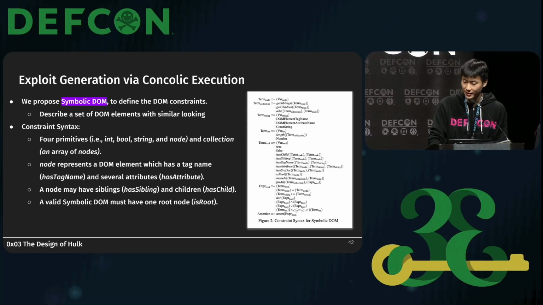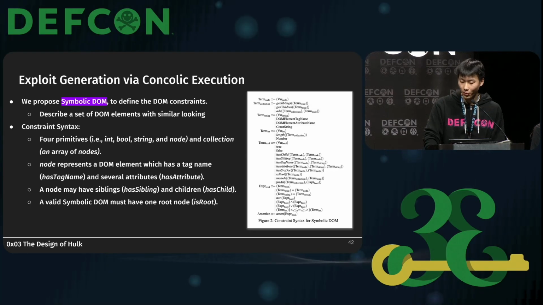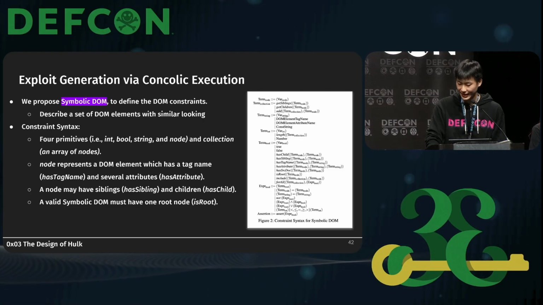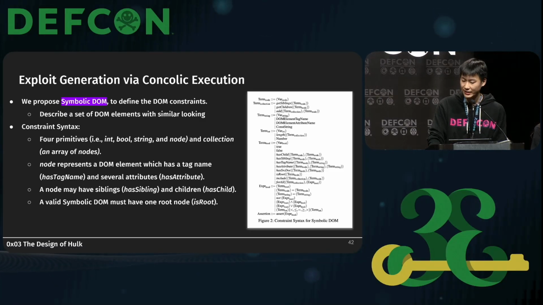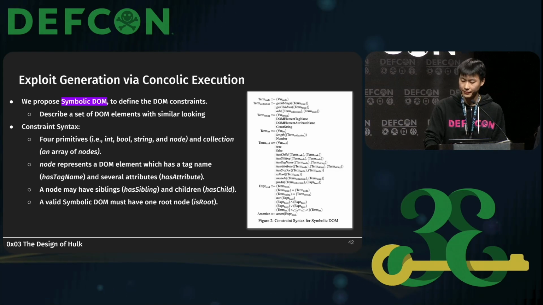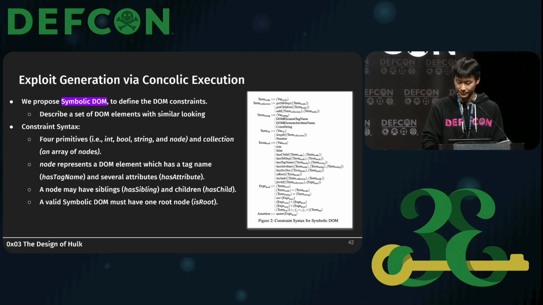Okay. So we know what legitimate DOM elements should look like. To describe those in a formal way so that we can solve them, we need this symbolic DOM syntax. It's basically a constraint syntax to describe a set of DOM elements with the same list of features. It comes with 4 primitives, int, boolean, string, node, and a collection. Each node represents a DOM element, which can have a tag name and several attributes. A node can have siblings and children, and a valid symbolic DOM that can be concretized to HTML must have one root node.